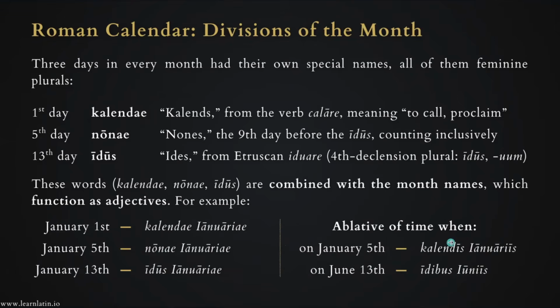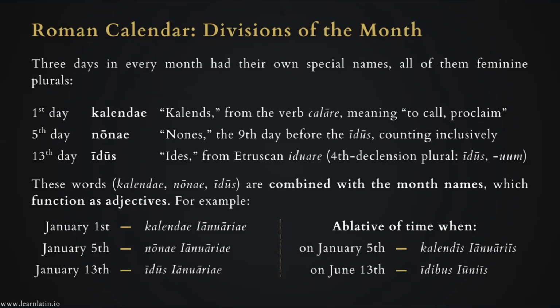Now, remember the ablative of time when, the ablativus temporis. So to say kalendae Januariae, that's just the nominative subject. But if you want to say on the kalendae Januariae, actually, this is wrong. This should be on January 1st. I'm sorry for this mistake, this typo. On January the 1st, you'd have to say kalendis Januariis.